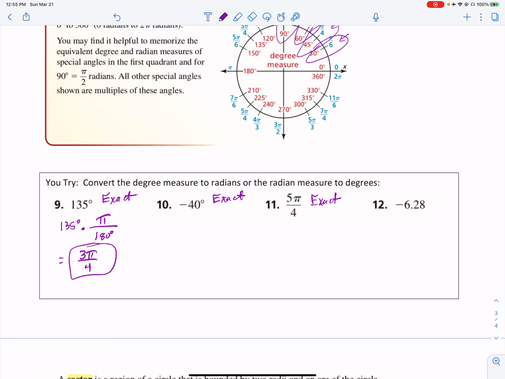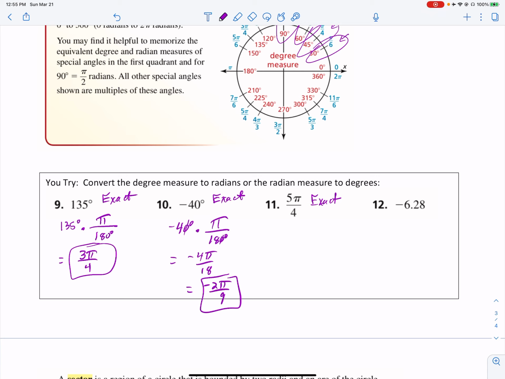For a negative 40, again, it's degrees, so I want to divide by the 180 so the degrees cancel. And so the zeros can cancel. You have a negative 4 pi over 18, but that still keeps reducing. It's a negative 2 pi over 9.